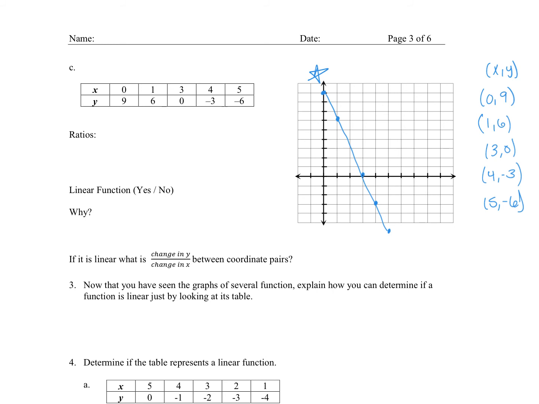So same thing. First step is to find my change in x. From 0 to 1, what did I do? I added 1. From 1 to 3, what did I do? Sorry, I'm going to just change colors. I added 2. From 3 to 4, I added 1.